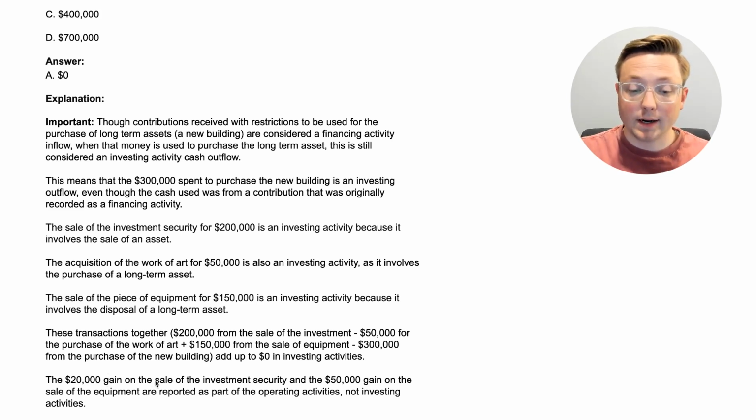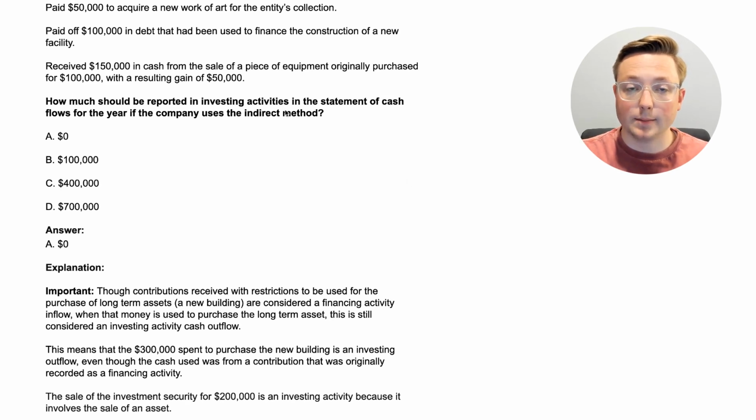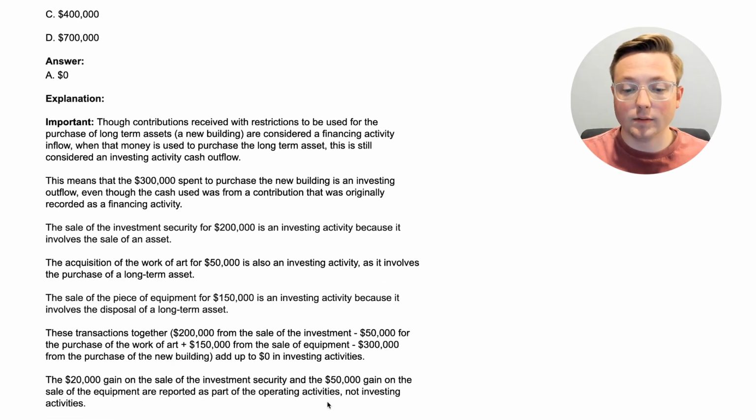The $20,000 gain on the sale of the investment security and the $50,000 gain on the sale of the equipment are reported as part of the operating activities, not investing activities. And if you remember, it did mention we were using the indirect method here. So that's why those would be considered a part of operating activities. We're going to talk about that here in the next question, actually. But these were the things that affected the investing activities. Let's go to the next question.